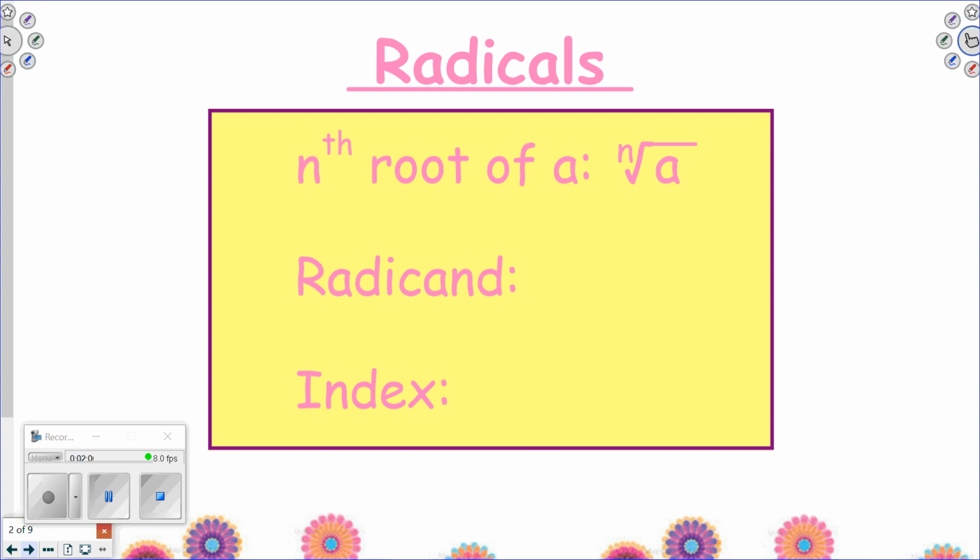Is that little number the radicand or the index? The little n. Which one is that? It's the index. The one under the radical is the radicand. The index is that little bitty number. That's whatever the root is. Square root, cubed root, fourth root, fifth root, sixth root. We're going to have all of those. Okay?